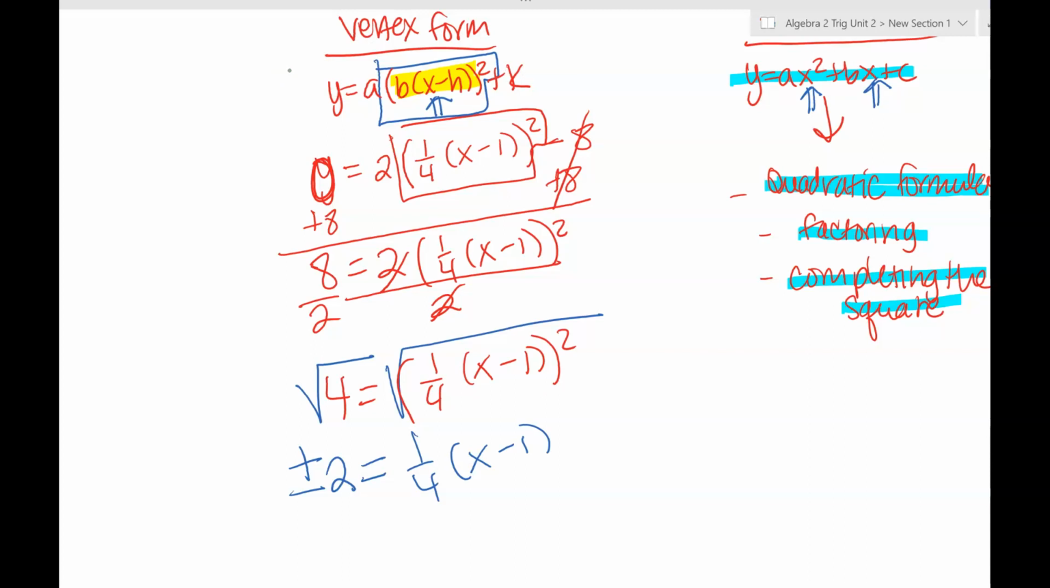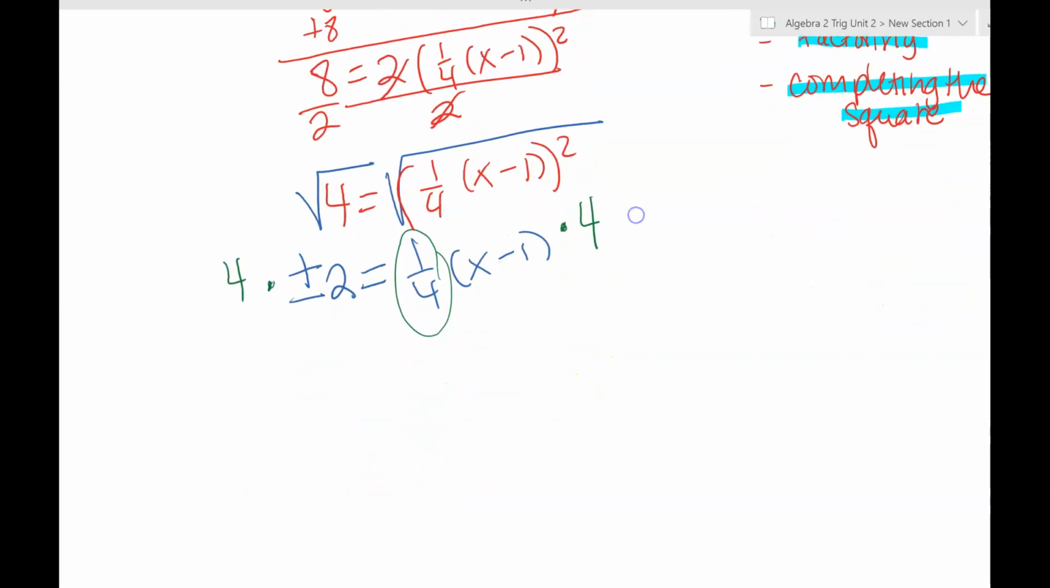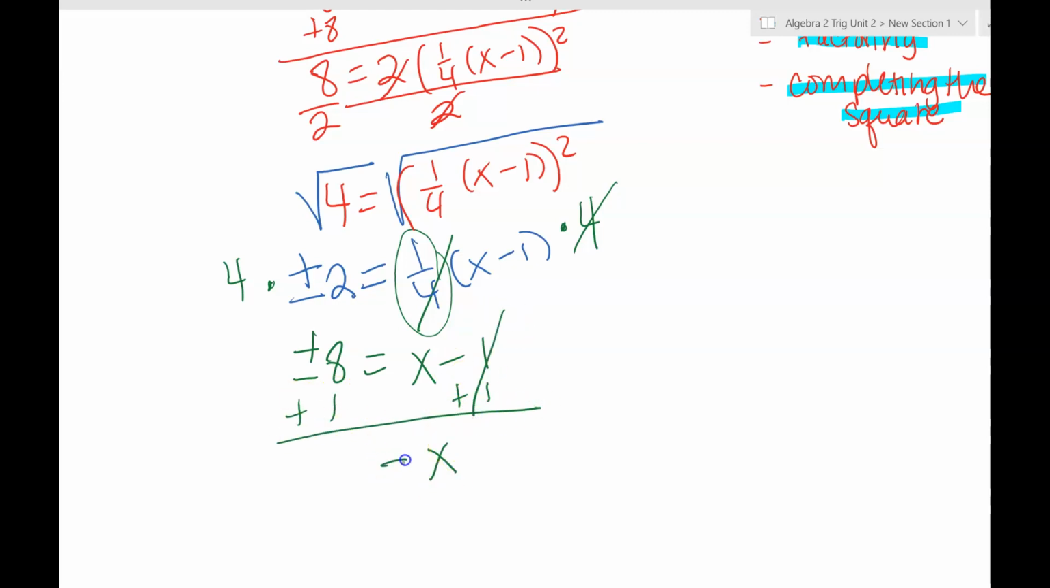Now, what to do next is to finish solving the equation like normal. If you wanted to solve for x, you'd want to cancel out the 1/4, so we can multiply by 4, and then we have to do it on the other side as well. So that side will become plus or minus 8. This will have canceled this out, and we have x minus 1. And then we'd want to add 1 on both sides. So we would have that x equals 8 plus 1, which is 9, or negative 8 plus 1, which is negative 7.